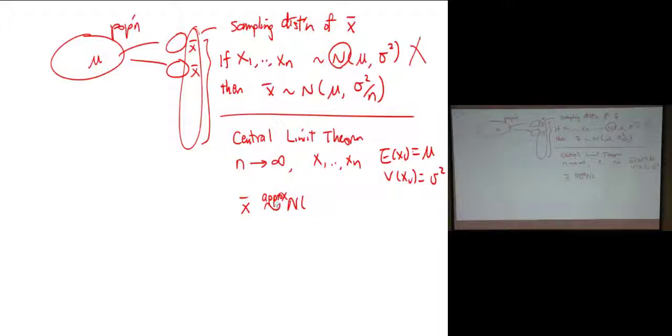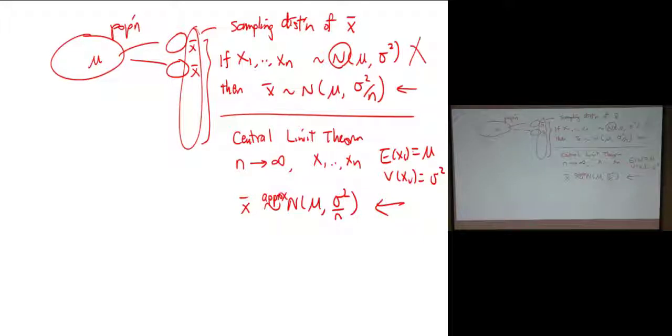Approximately normal. It is approximately normal with mean mu and variance sigma square over n. So the result seems more or less the same, but the conditions are different. If your samples are taken from a normal population, then the x bar will follow a normal distribution. But if the sample is not taken from a normal population, then we can only say that it's approximately normally distributed.